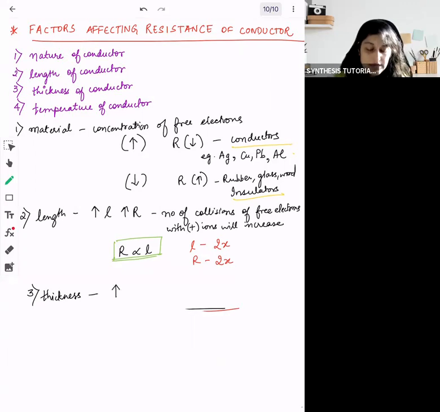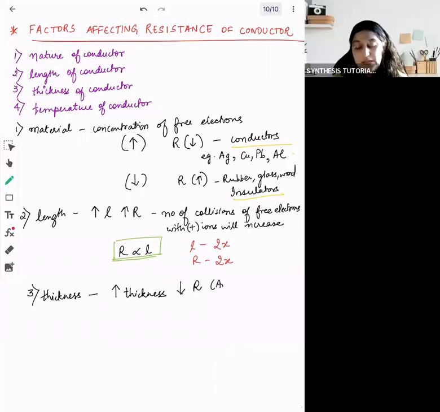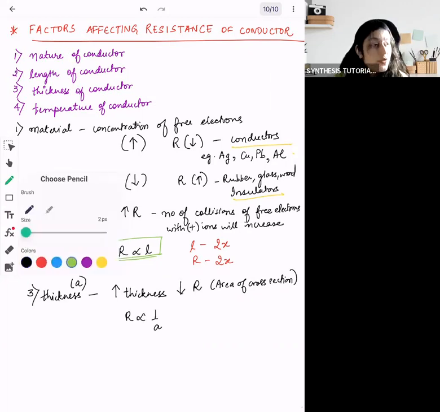So more the thickness, less will be the resistance. So this means the proportionality is inverse. Okay, we can also call this area of cross section of a conductor. So make sure you write that as well. And that is why we write thickness as A, because it is basically related to the area of cross section. So R will be inversely proportional to area of cross section.